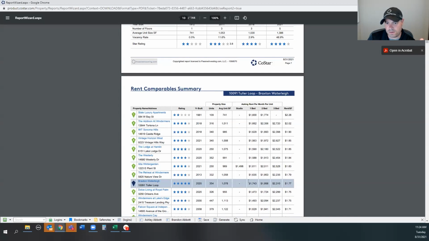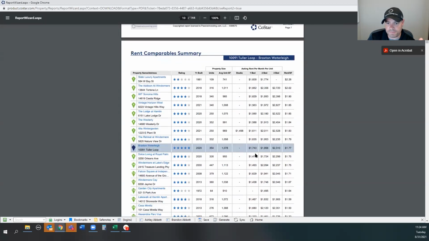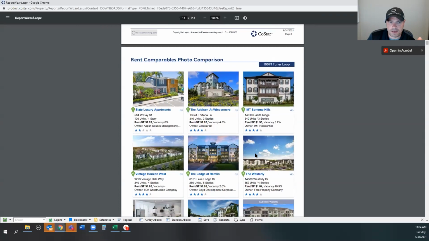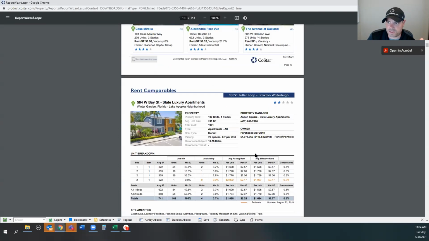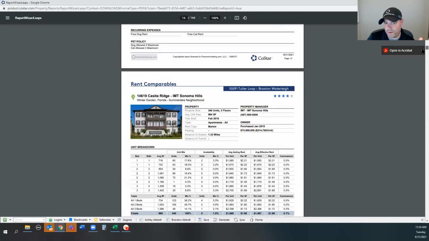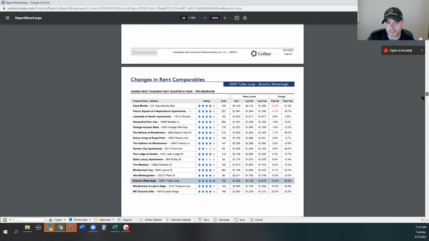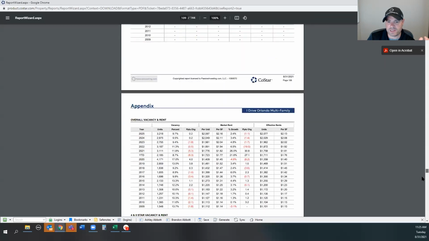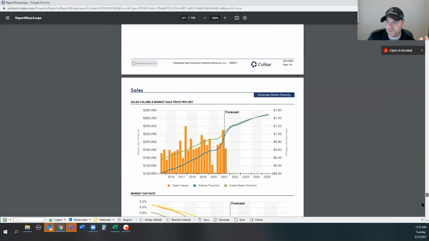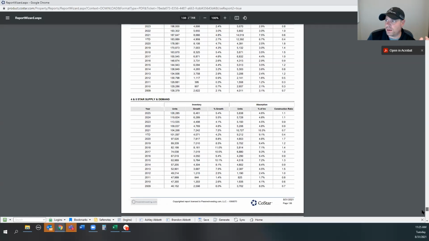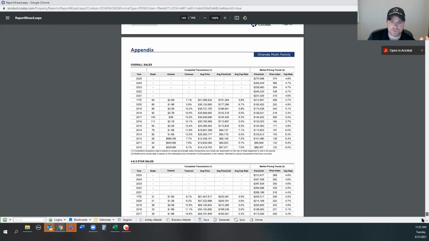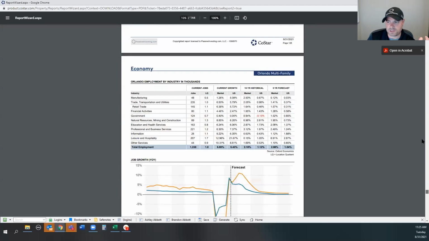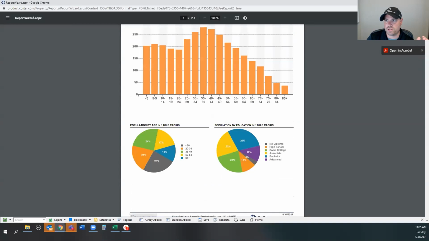Here's all of our comps in the area. There's some photos of it. So there's a lot. You can see I'm way up at the top. I'm just going to scroll down through. I'm not going to spend a lot of time here because this will take forever. But that is what CoStar provides. So if you go to your broker and ask for these reports on a specific property, you should be able to get them.